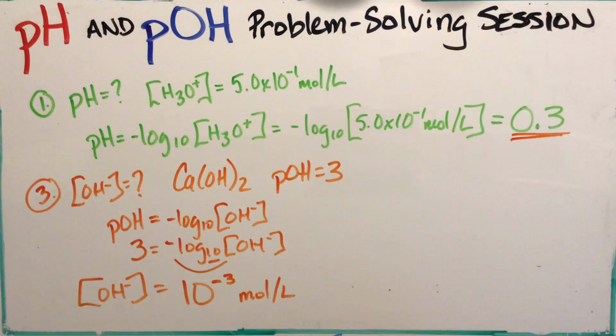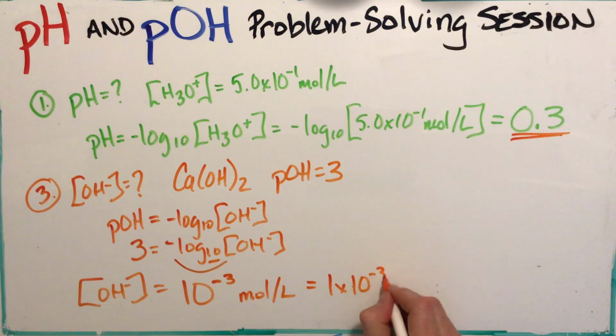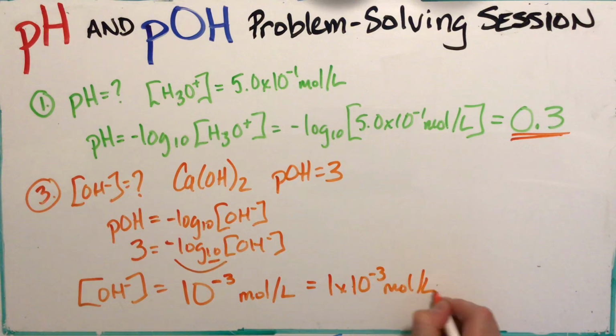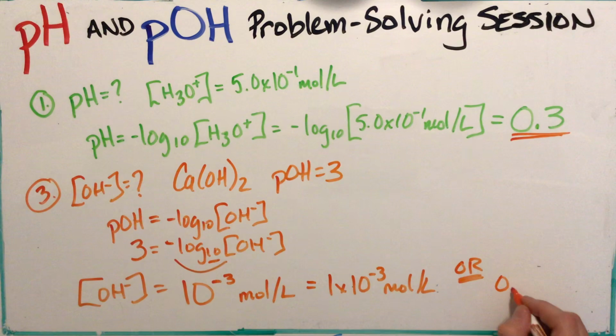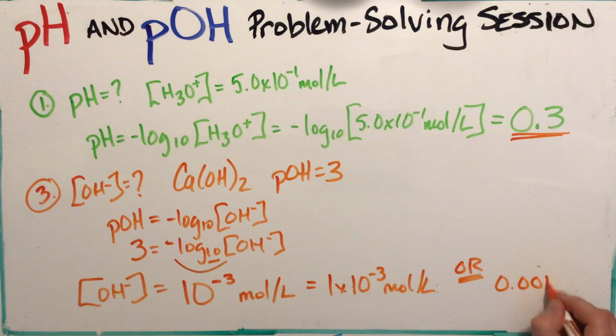And so when I put that into the calculator, I will get 1 times 10 to the negative 3 moles per liter. That's my concentration, which basically looks like the same thing. If I were to put this as a decimal, it would be 0.001 moles per liter. All right?